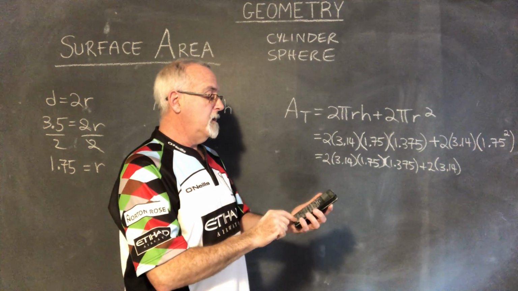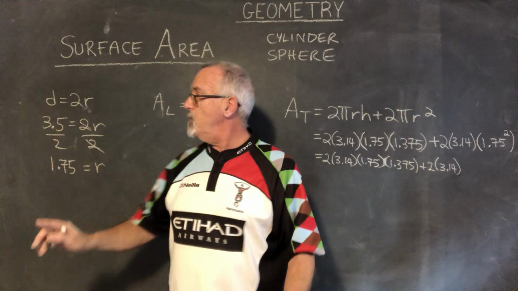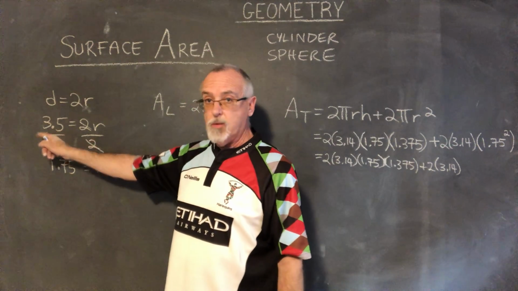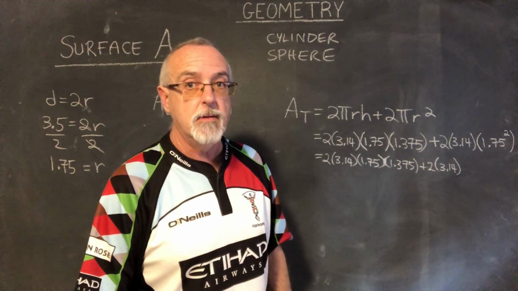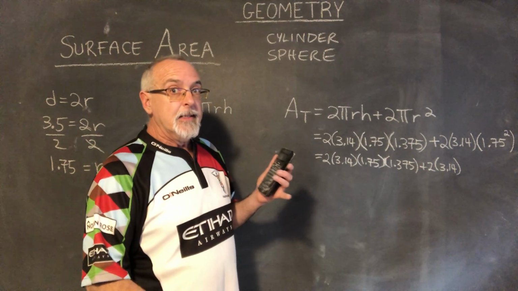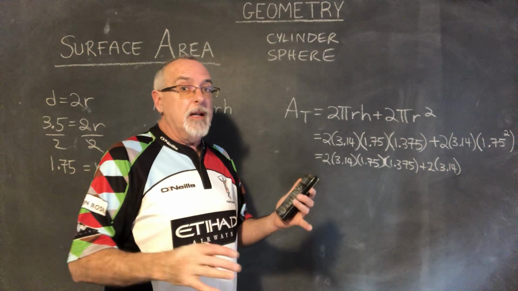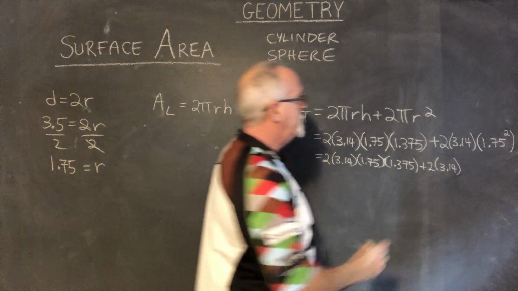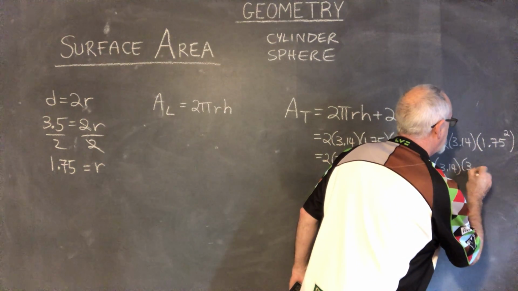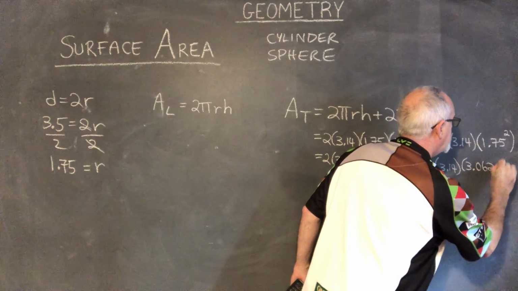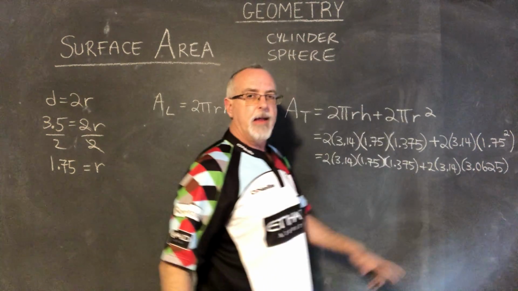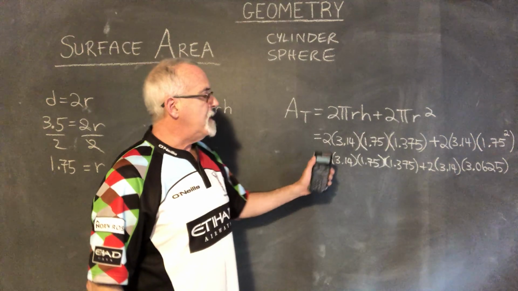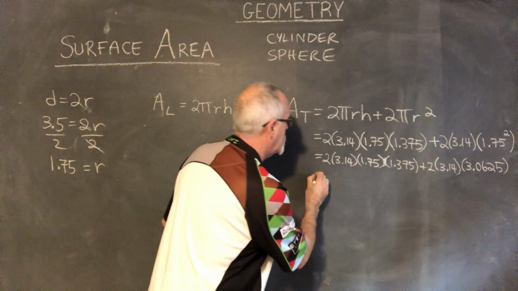1.75 squared. Not the same as 1.75 times 2, which would have given us 3.5, but I've seen students make that mistake. Squaring and multiplying by 2 are two different things. Slow down. 3.0625. Of course, I could have rounded that a bit, but I'll round later when I give the final answer.